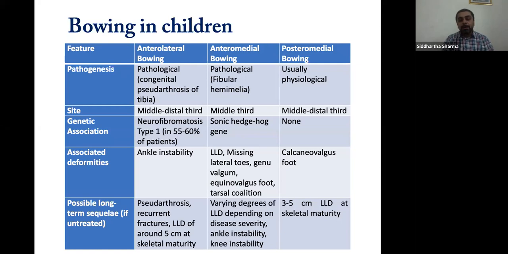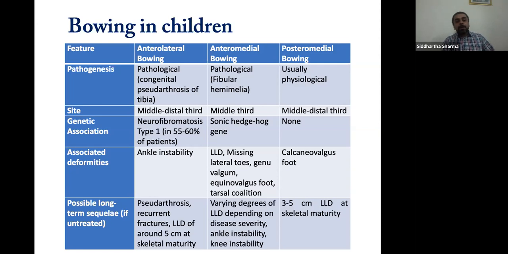Now, bowing in all three cases happens in the middle to distal third, but in the anteromedial bowing, it is usually in the middle third. Now, genetic association, you know that for congenital pseudoarthrosis, it is with neurofibromatosis type 1. Anteromedial bowing, or hemimelia, is associated with the sonic hedgehog gene. If you look at the associated abnormalities, anteromedial bowing is associated with ankle instability. Fibular hemimelia has typical presentations. You have limb length discrepancy, lateral toes may be missing, genu valgum, knee instability, equinovalgus foot, and tarsal coalition. Posteromedial bowing is typically associated with a calcaneovalgus foot.